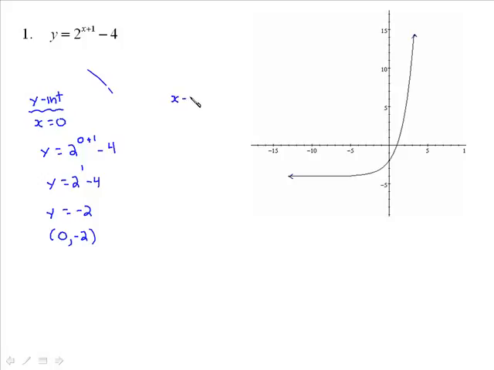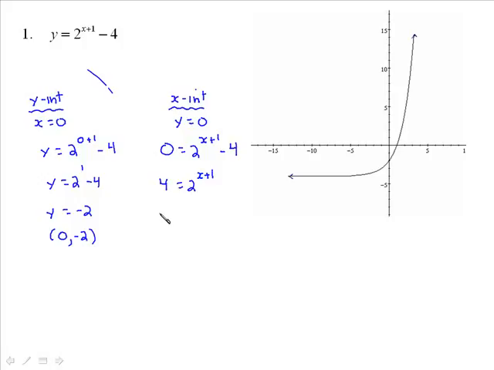The x-intercept might be a slightly greater challenge. So we set y equal to 0. So 0 is equal to 2 to the x plus 1, minus 4. Note that we have the unknown in the exponent, and that's telling me that this is a type 2 exponential equation. So that's why we spend the time getting good at those. Bring the 4 over, so 4 is equal to 2 to the x plus 1.